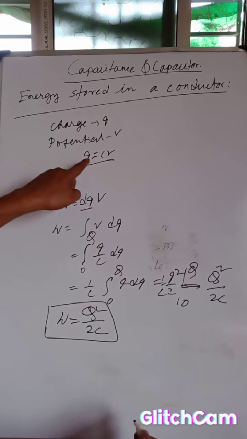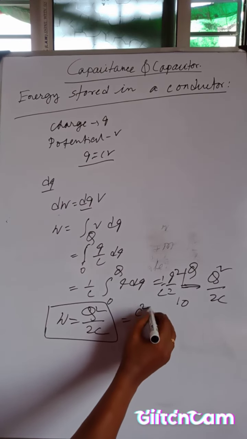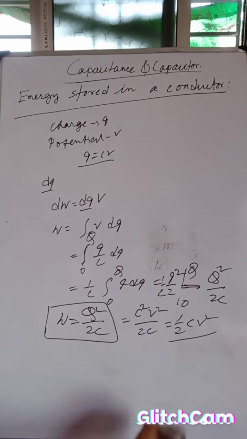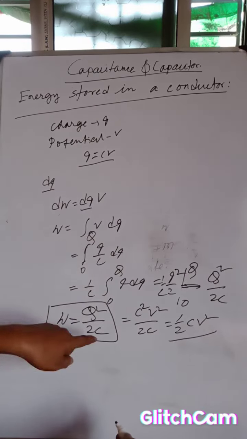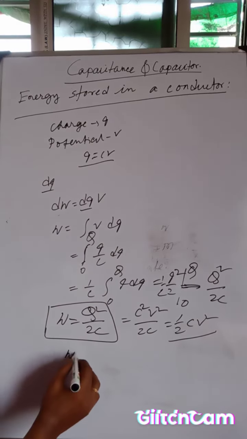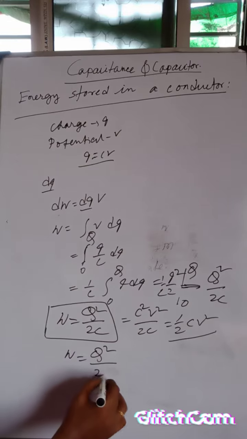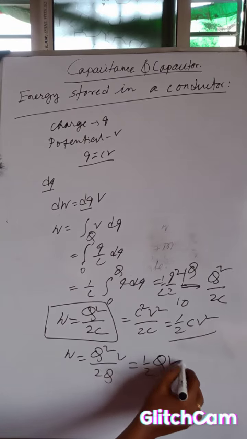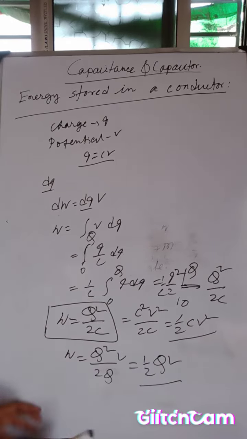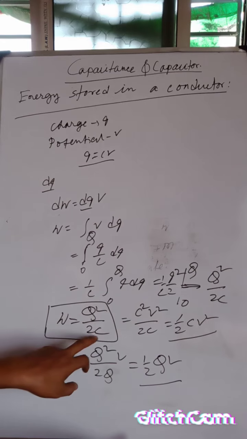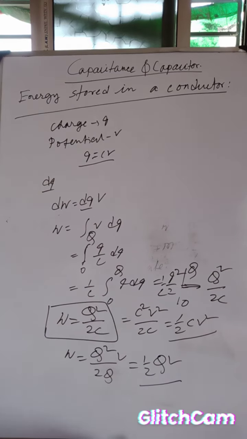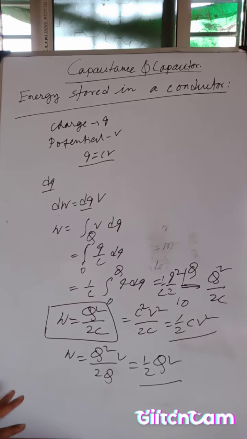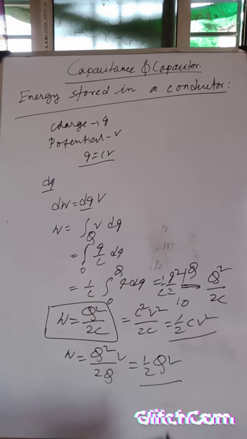Also, since Q equals CV, we can write C square V square by 2C, and we get half CV square. If we replace C by Q by V, we get W equals Q square by 2QV, so half QV. So we can use Q square by 2C, half CV square, or half QV. Whatever we need to solve any problem, we can use these three formulas for the energy stored inside a conductor.